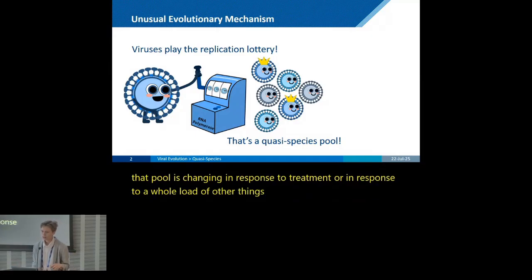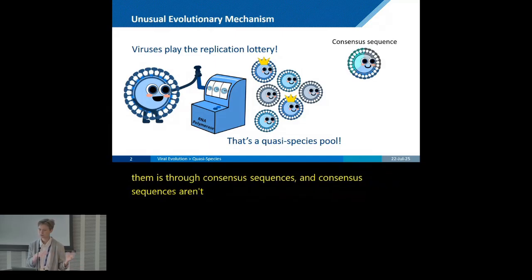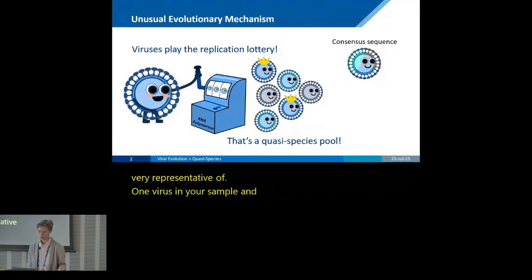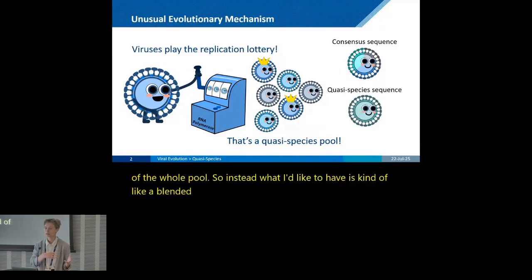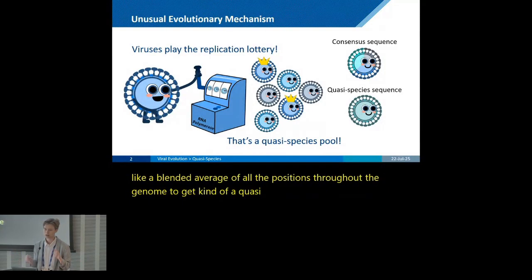But the way that we typically represent them, or how you're used to thinking about them, is through consensus sequences. And consensus sequences aren't great because it's kind of like taking limbs from different viruses and stitching them all together. It's not very representative of any one virus in your sample, and it's also not very representative of the whole pool. So instead, what I'd like to have is a blended average of all the positions throughout the genome to get a quasi-species informed sequence.